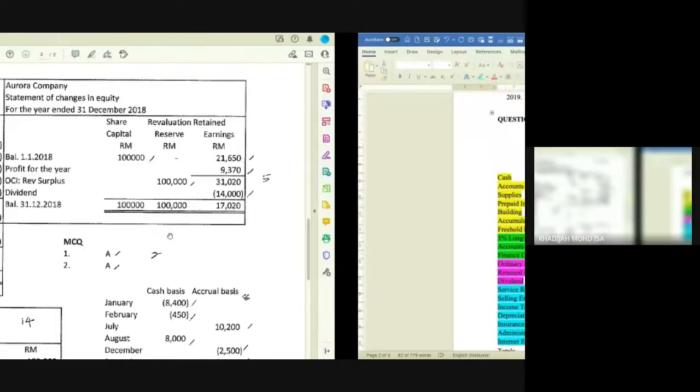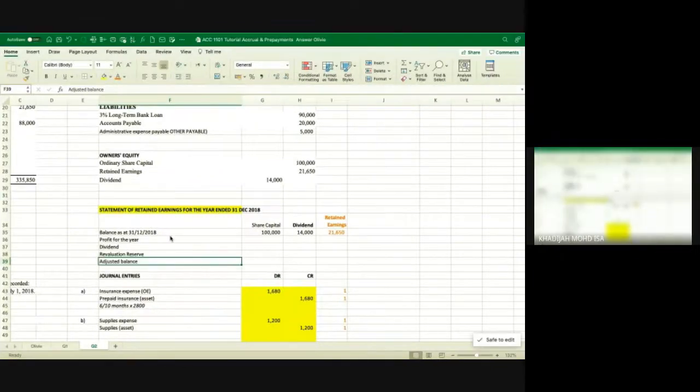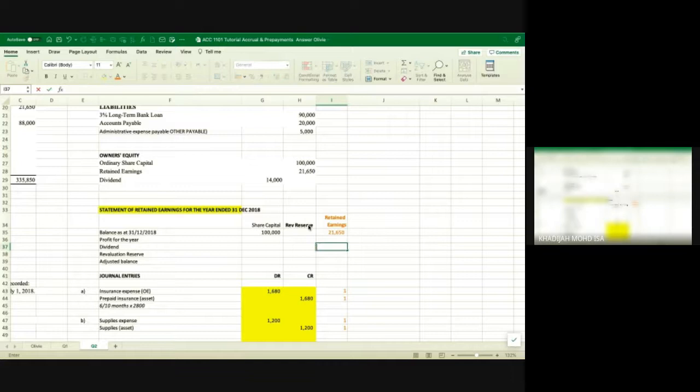So let's do this. I don't know where the dividend goes. Oh, dividend is part of this. Revaluation reserve. Right, this one delete. Dividend was supposed to be 14,000. Sorry. Okay. Revaluation reserve just now 100,000. Initially you don't have anything, but now you have 100,000. All right. Dividend.